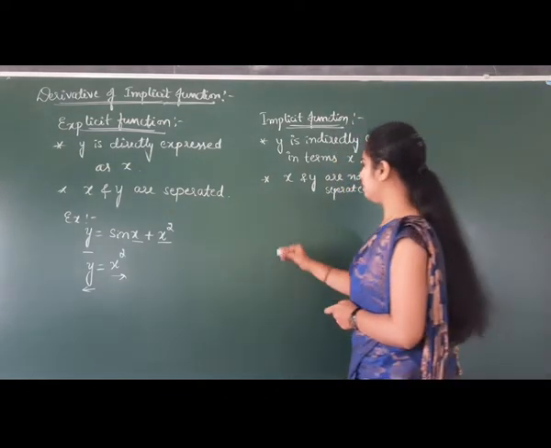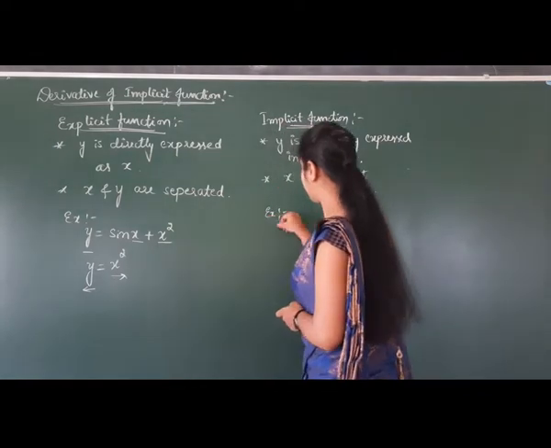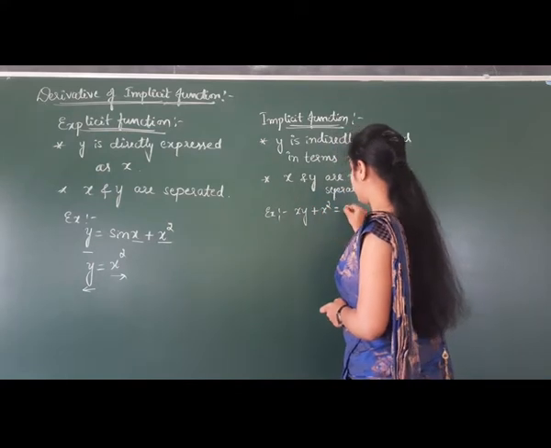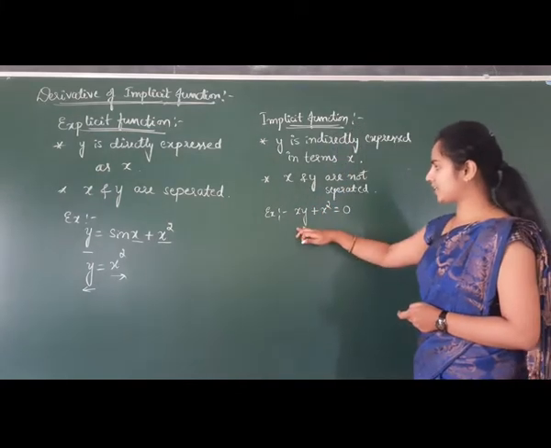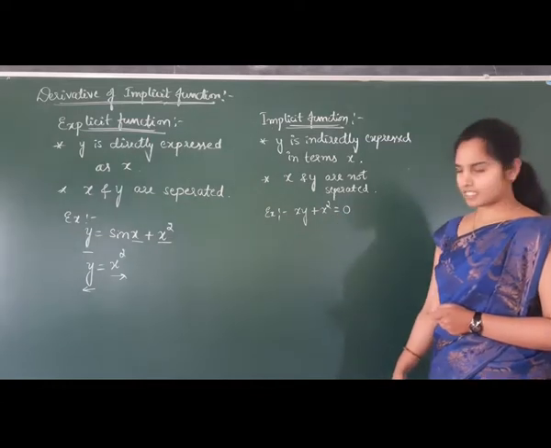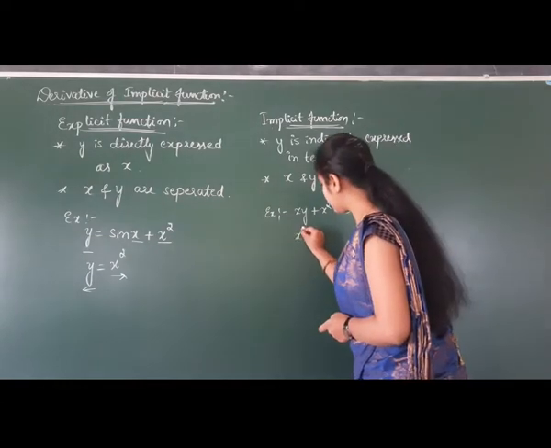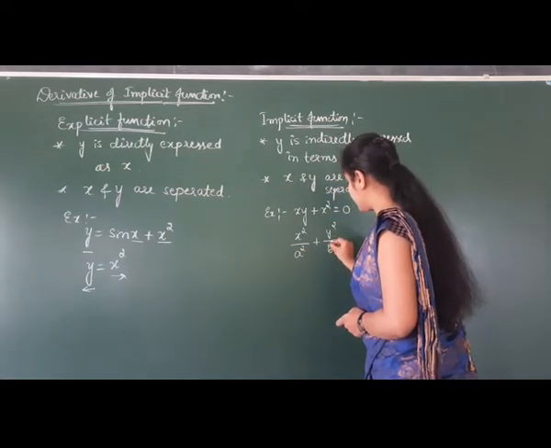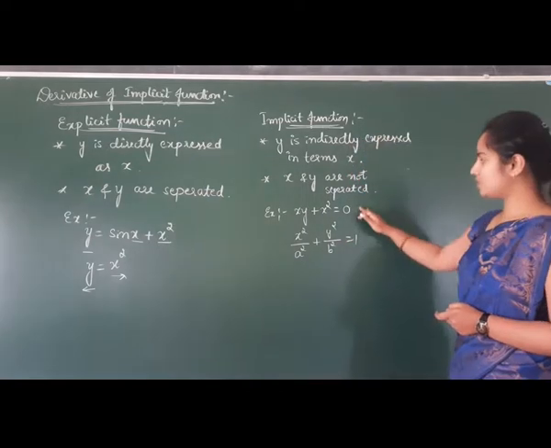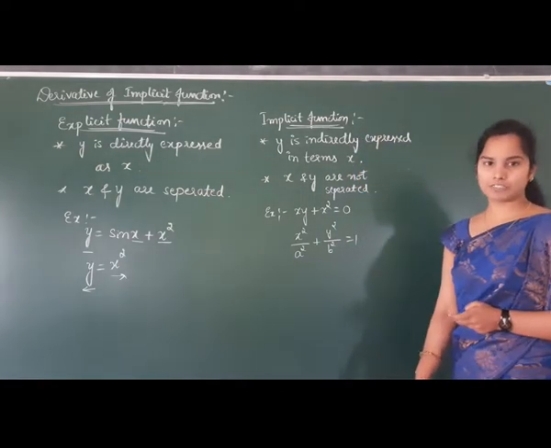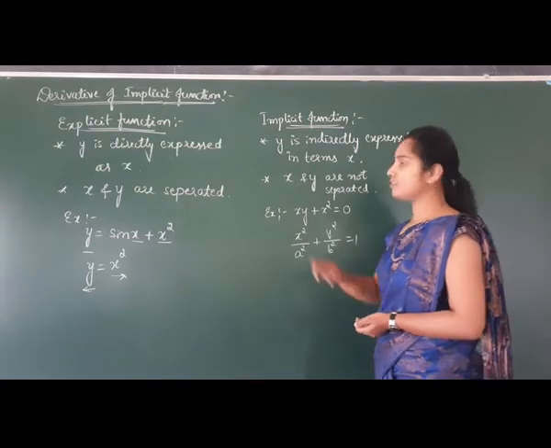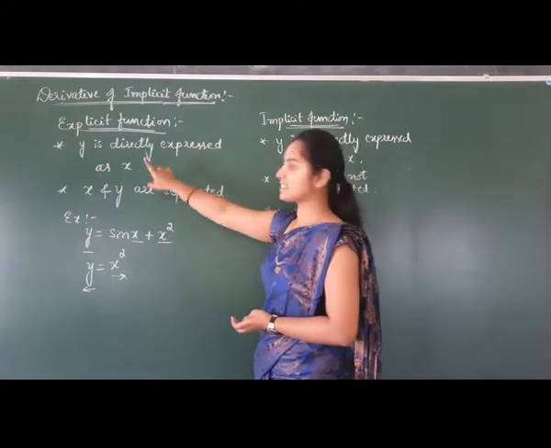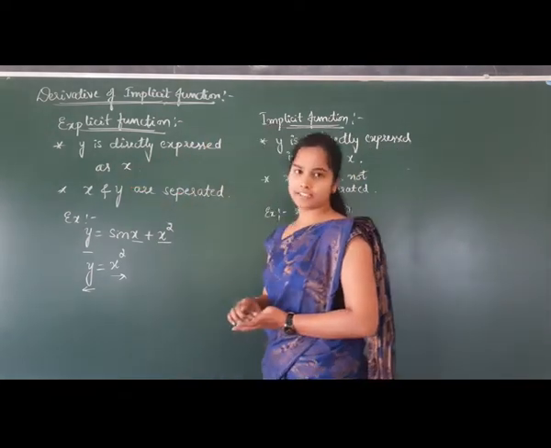For example, x^5 plus x^2 is equal to 0. And another example, x square divided by a square plus y square divided by b square is equal to 1. So these two are the examples of implicit function. In the implicit function, y is indirectly expressed in terms of x. In the explicit function, y is directly expressed in terms of x.